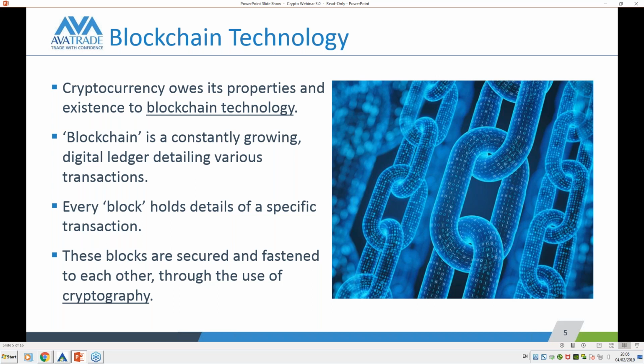Now, this doesn't have anything to do directly with your trading, but understanding this technology can help you to have maybe more faith in trading on these different brands that use this technology. And so these blocks, as they call them, are secured and fastened to each other through what they call cryptography. Okay, this is the science of cryptocurrencies, cryptography.